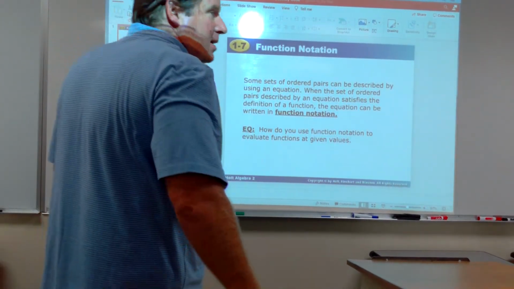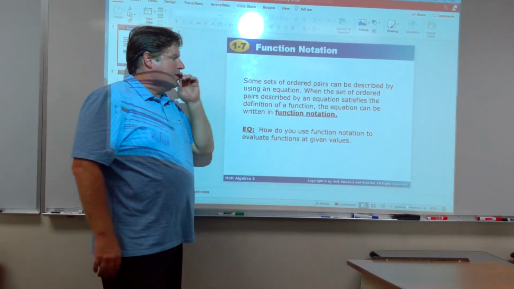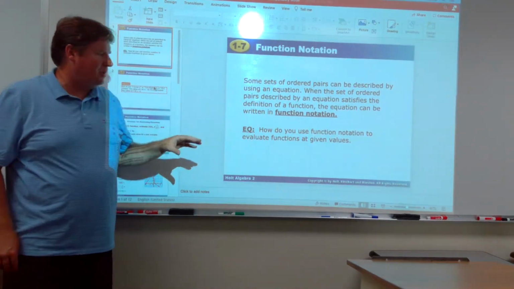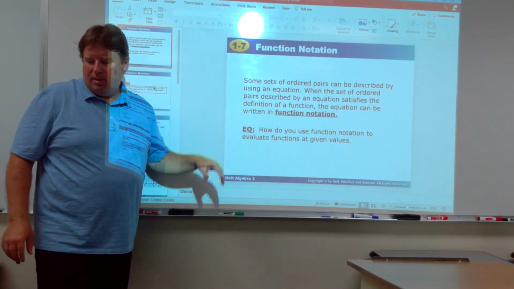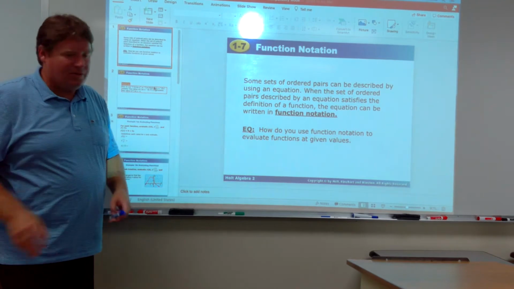Okay, welcome back. We're now up to section 1.7. We're going to talk a little bit about function notation. We kind of want to use that to evaluate functions at given values.